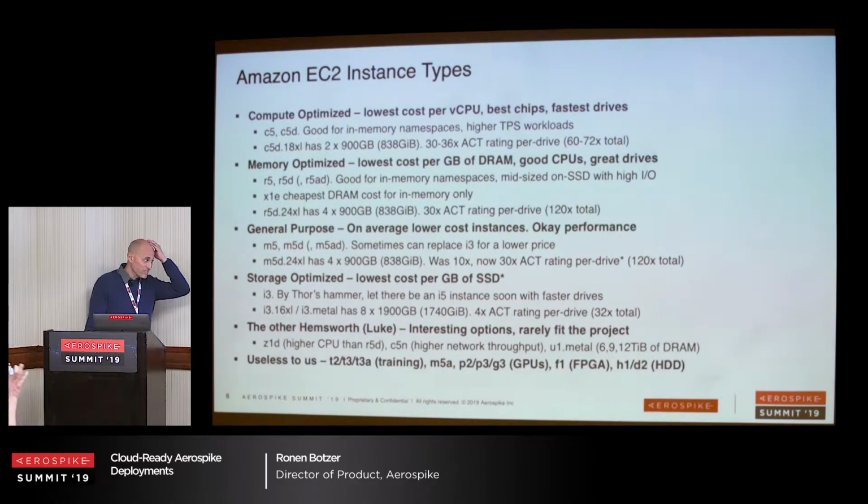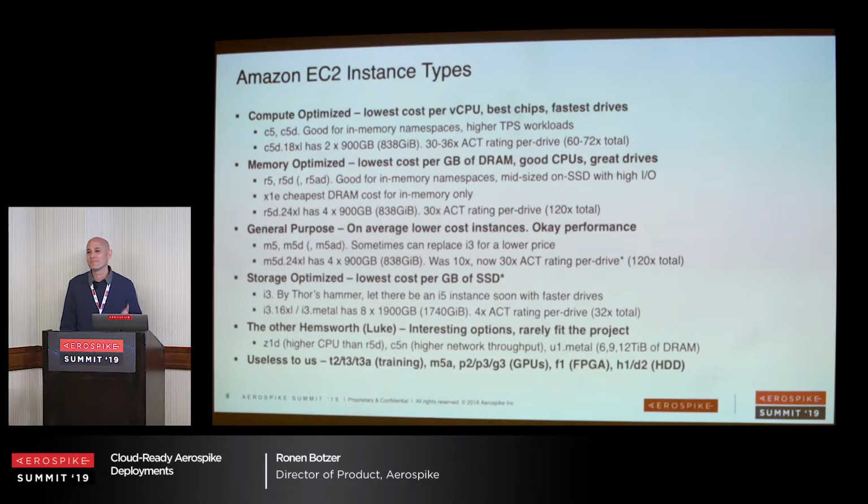And then there's all these other weird ones like Z1Ds and C5Ns and U1 metals. I haven't found anybody that just fits right into those. They're out there. The Z1D, in theory, is the same type of drive, but you can get much higher CPU. But usually, Aerospike doesn't need that much CPU unless you're doing compression plus a lot of, say, CDT work, which some people in this room do. So that might be interesting if you're seeing that your CPU use is really high. Otherwise, you're not really sure what project to put them in, but they're out there.